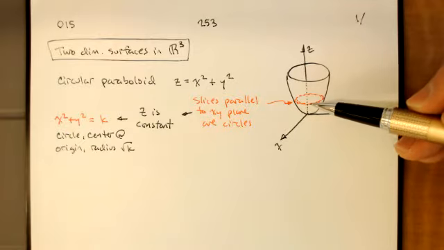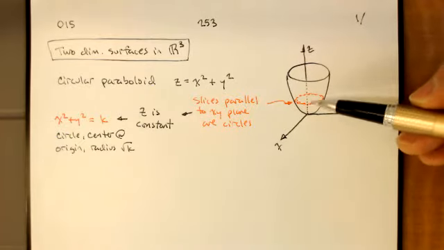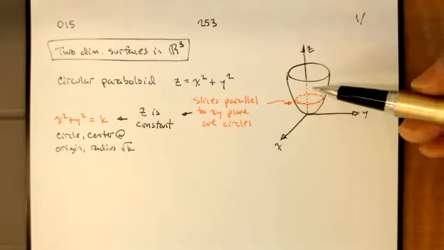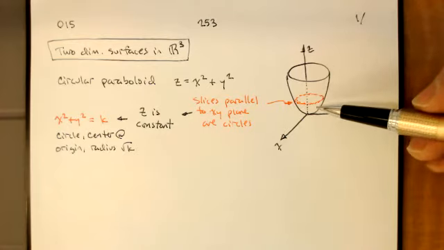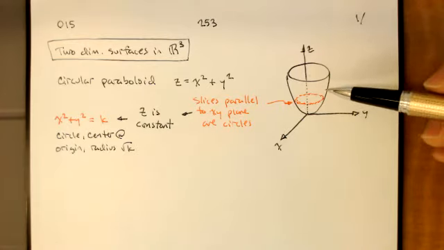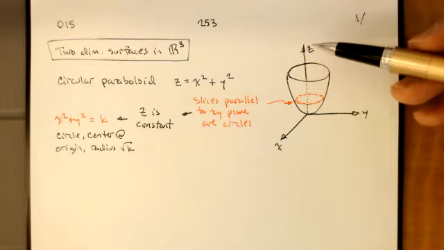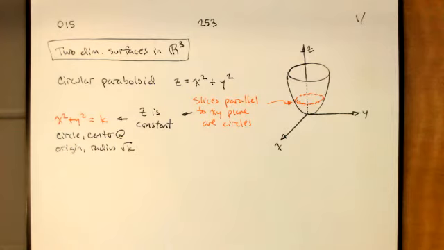If we move 1 unit up, we're looking at a circle of radius 1. If we move 2 units up, we're looking at a circle of radius square root of 2. If we go up to 4 units, we're looking at a circle of radius 2. So we can imagine these circles as z gets higher. And so that's going to give us an idea of what a contour diagram should look like.